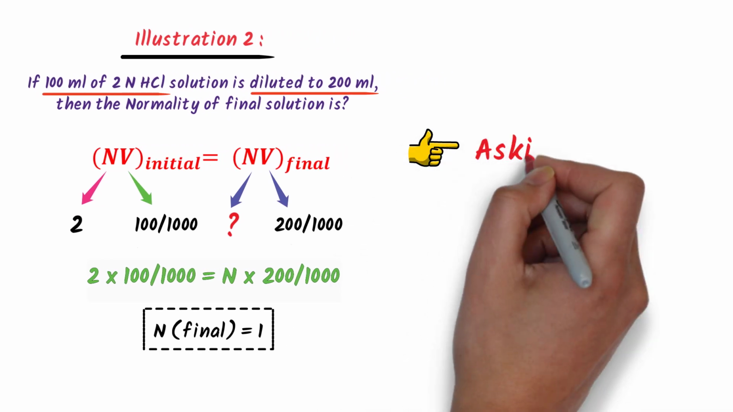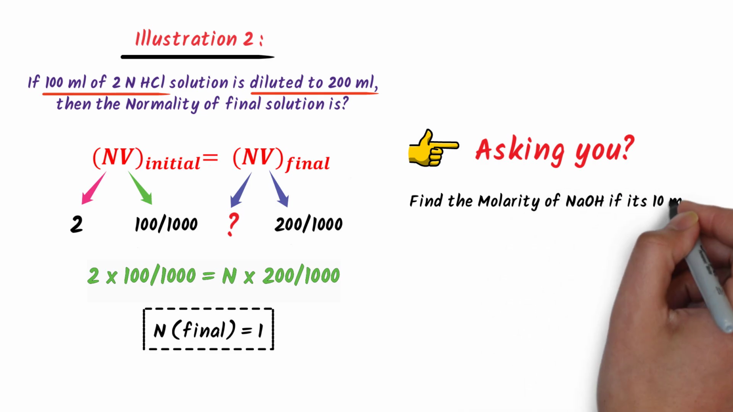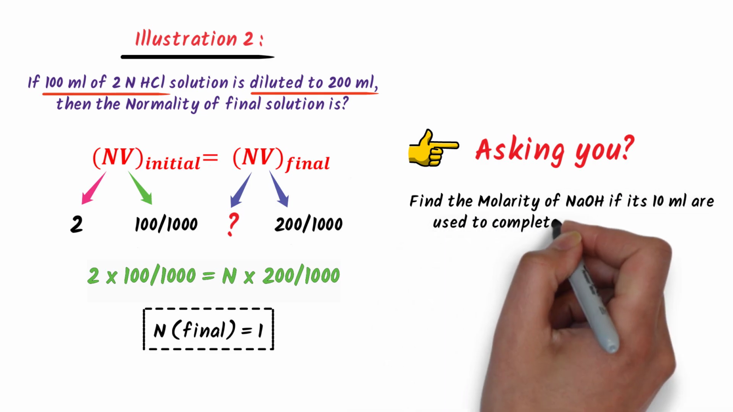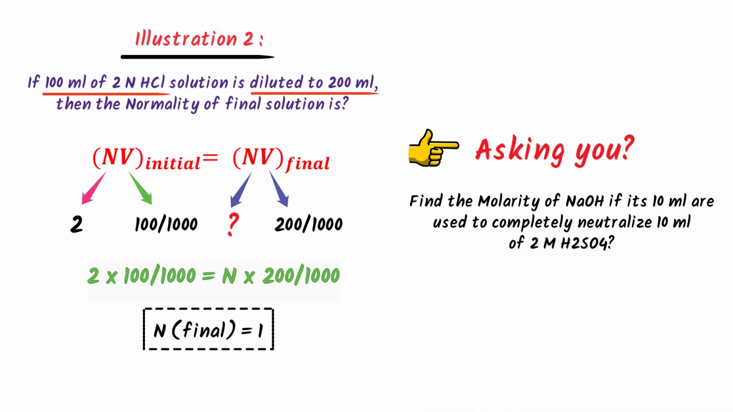Now I'm asking you to find out the molarity of sodium hydroxide if its 10 ml are used to completely neutralize 10 ml of 2 molar sulfuric acid.